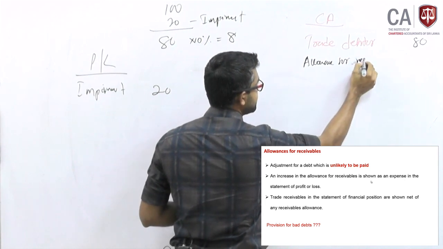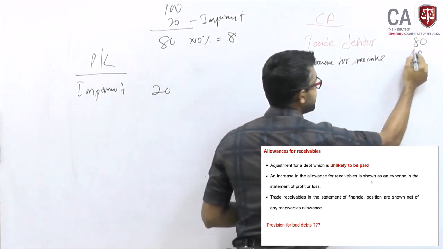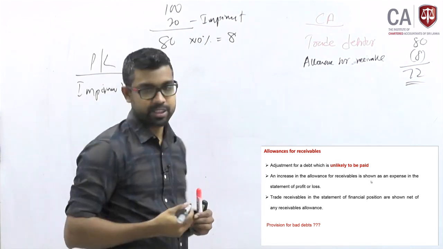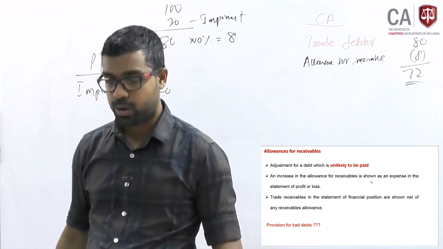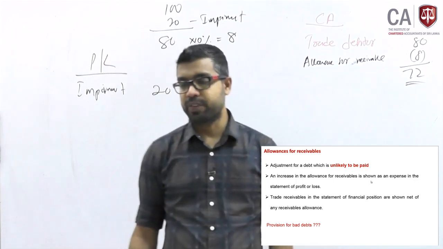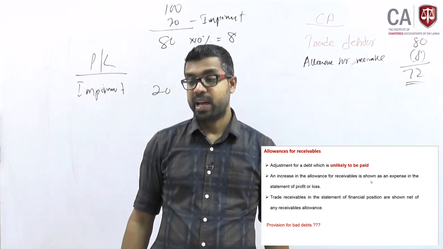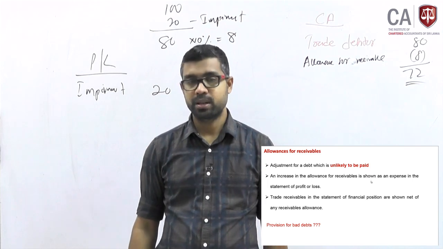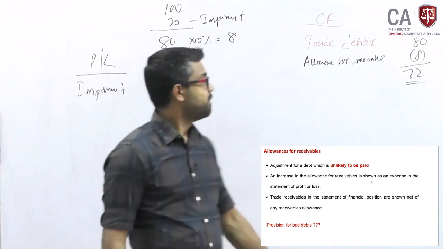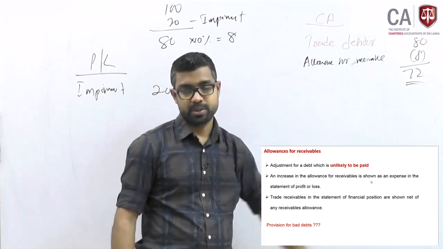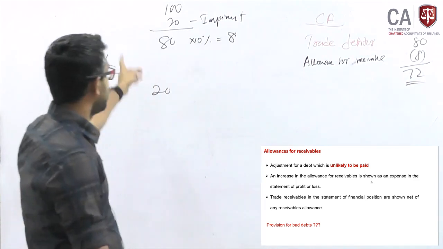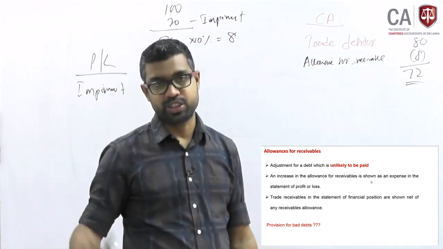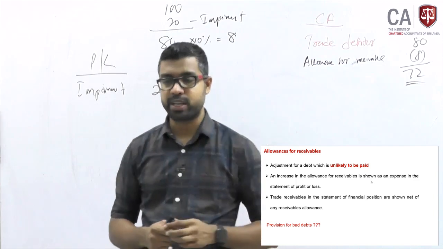Allowance for receivable. 8.72 will be the net figure, the net debtors in your balance sheet. That's what this point is talking about. The trade receivables in the statement of financial position are shown net of any receivable allowance. We call it allowance for receivable. Understand? The double entry T accounts we will discuss with the questions. Don't worry, understand the concept, that is more than enough.